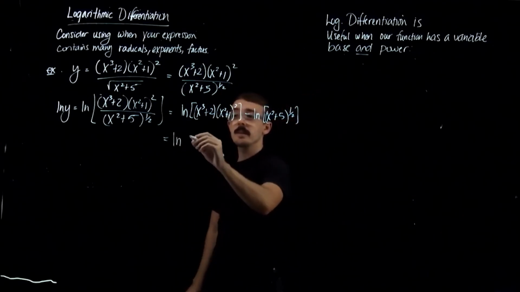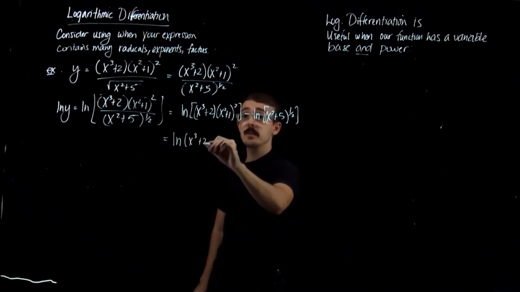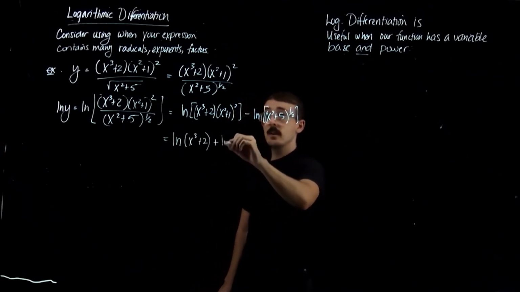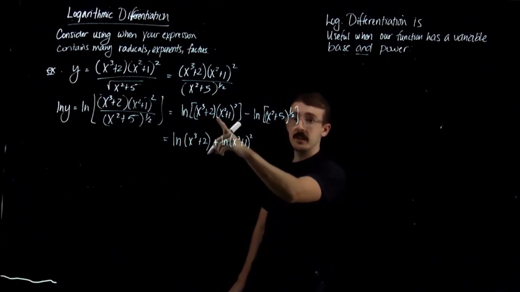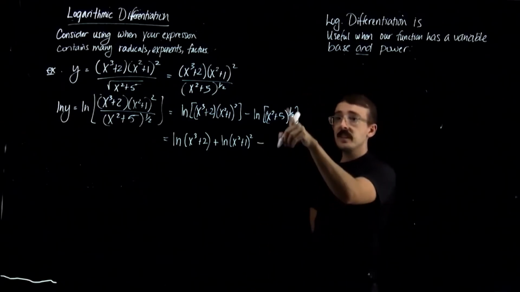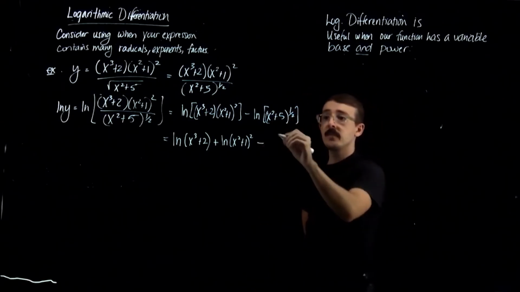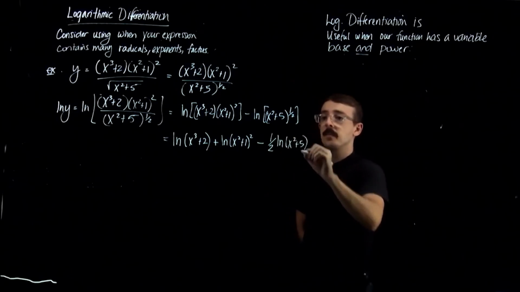These two things are multiplied together. So this is going to split into log of the first one, which is log x cubed plus 2, plus log of x squared plus 1 squared. So you can split up multiplication by using this log property. This is minus. Here I have a power, so you can bring that in front of the log. This is 1/2 log of x squared plus 5.